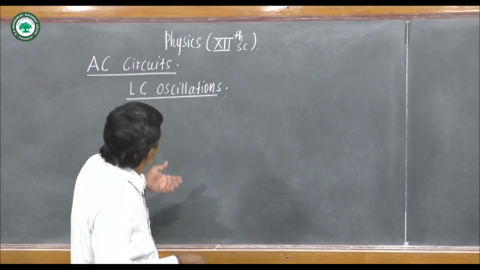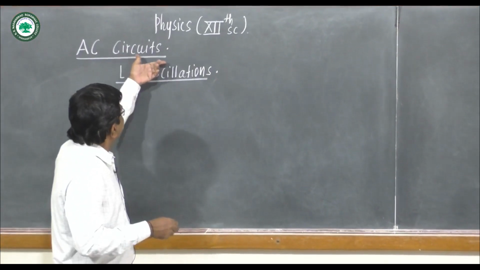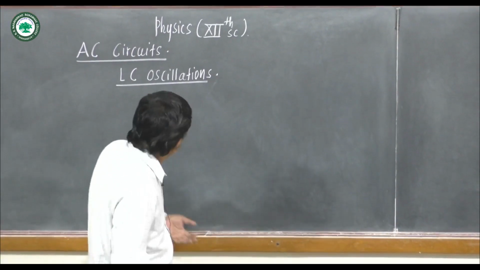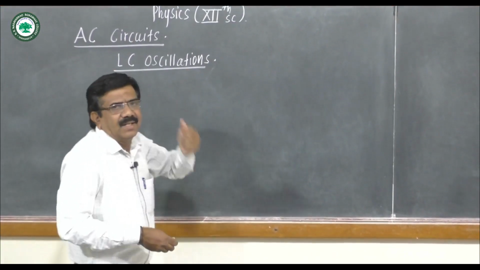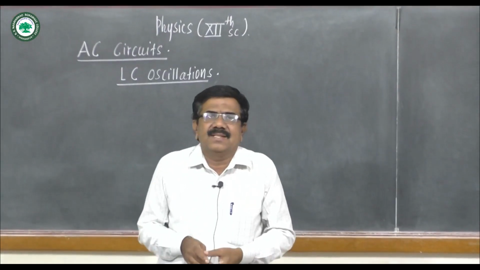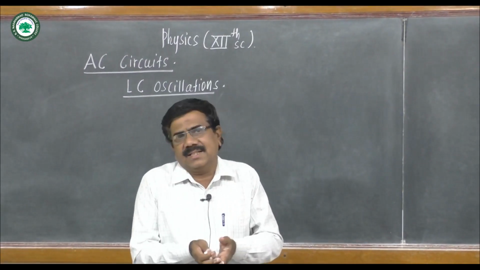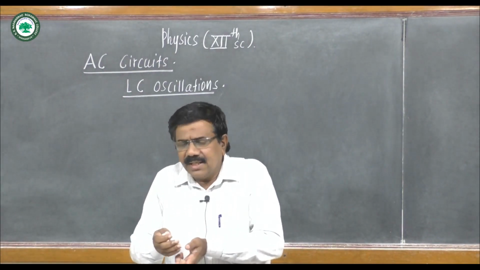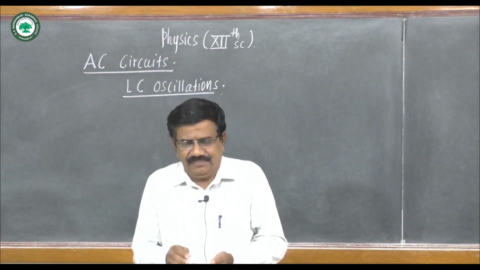Today we study AC circuits. This is my fifth lecture on AC circuits, and our next article is LC oscillations. L means inductor, C capacitor, and we see the LC oscillations.